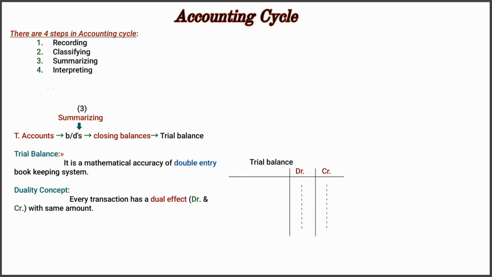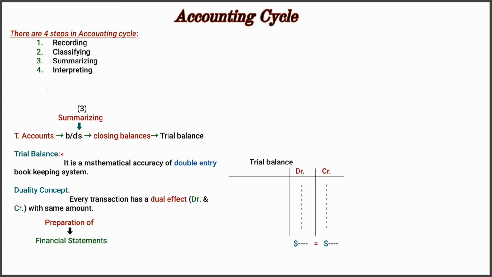So, here is the structure of trial balance. It has 2 columns, debit and credit. Due to duality concept, which is already discussed, trial balance will be equal after putting all closing balances. After preparing a trial balance, the next point in summarizing is to prepare a financial statements that describes business performance throughout the year and business financial position at a point in time.